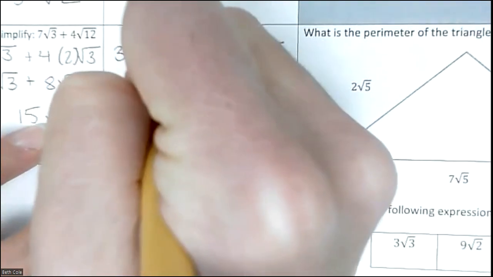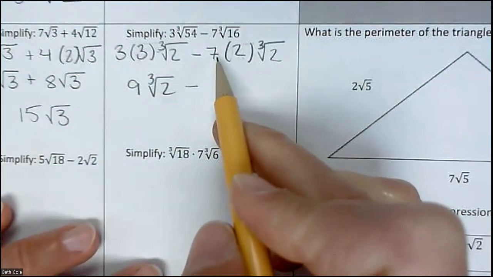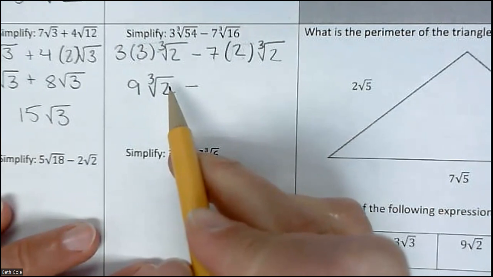9, good, cube root of 2. Minus, oh wait, where did I lose you? It is a lot of numbers. It looks like alphabet soup up here, except numbers instead of letters.